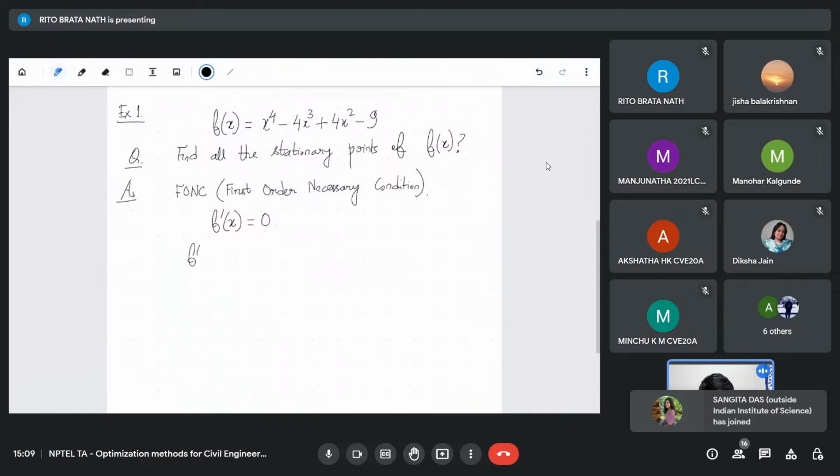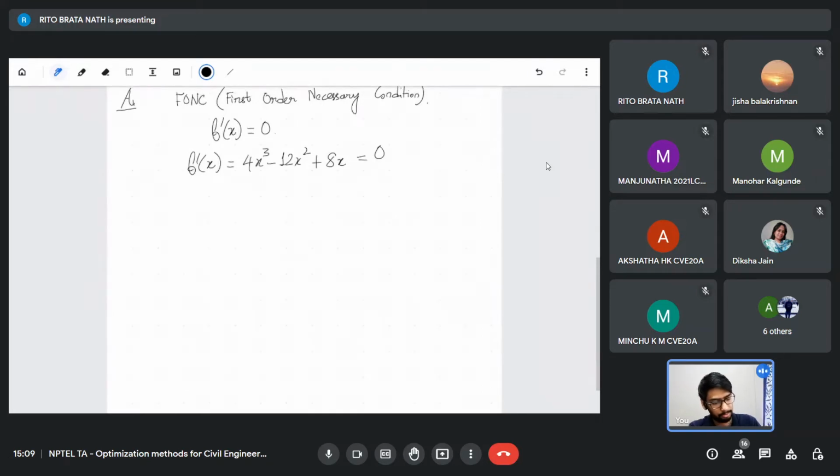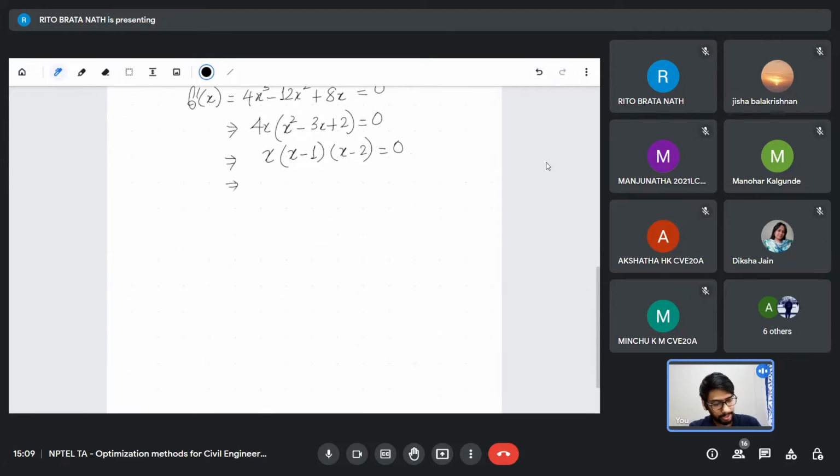My f prime x is 4x cubed minus 12x squared plus 8x. I need to equate it to 0. While I solve, this 4x will come out. So this is x squared minus 3x plus 2 equals 0. That means x times (x minus 1) times (x minus 2) should equal 0. From this you can say that x is 0 or 1 or 2. So these are your stationary points.